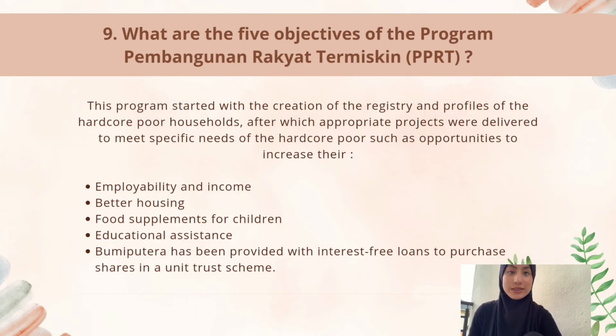Alright, the next question is what are the 5 objectives of the program Pembangunan Rakyat Termiskin, which is PPRT. This program started with the creation of the registry and profiles of the hardcore poor households, after which appropriate projects were delivered to meet specific needs of the hardcore poor, such as opportunities to increase their employability and income, better housing, food supplements for children, educational assistance, and also Bumi Putra has been provided with interest-free loans to purchase shares in a unit trust scheme.